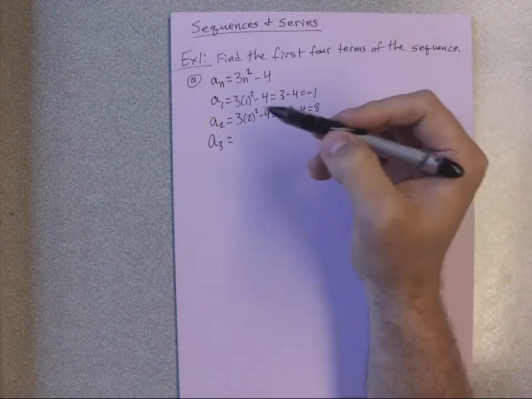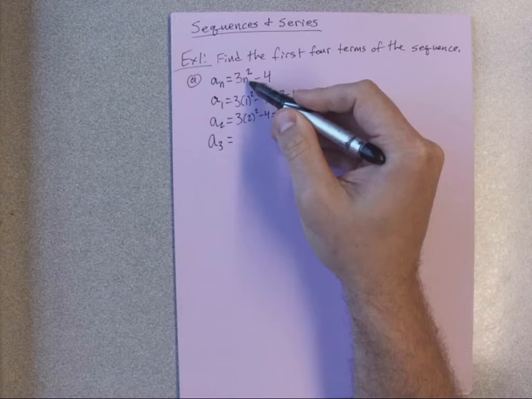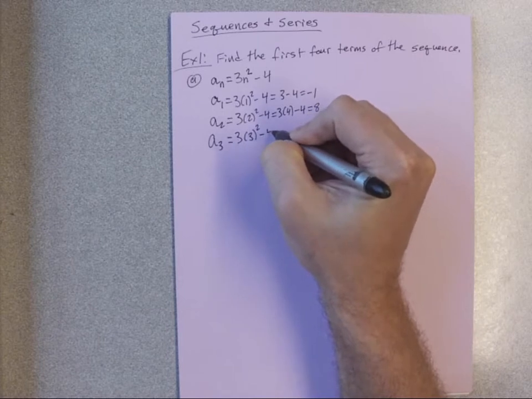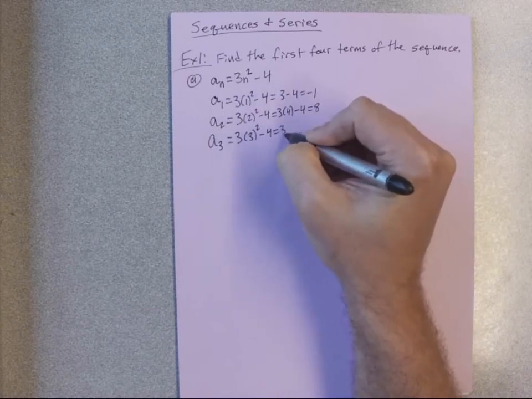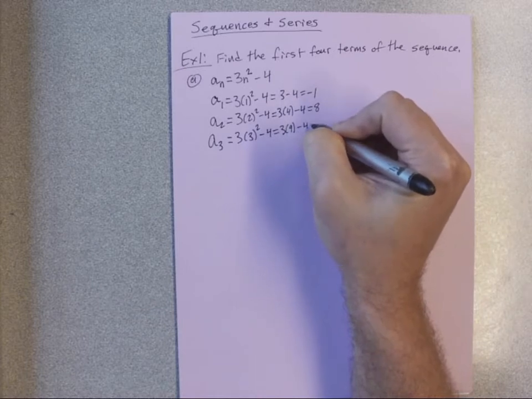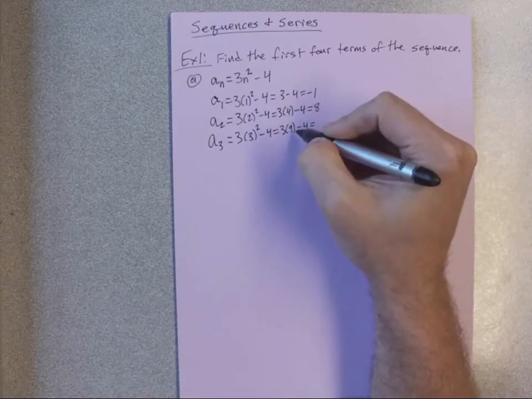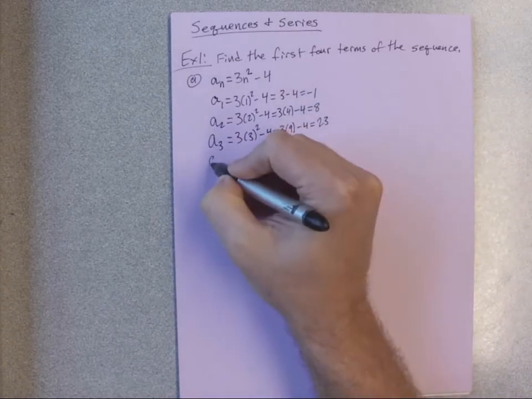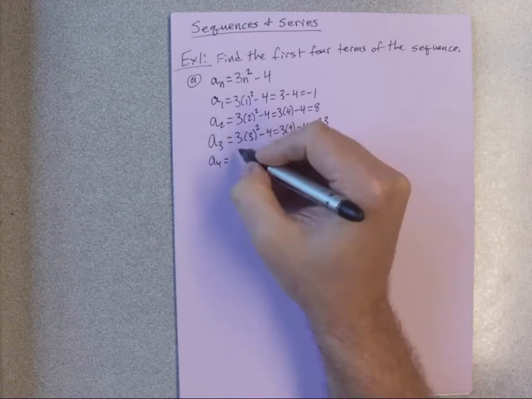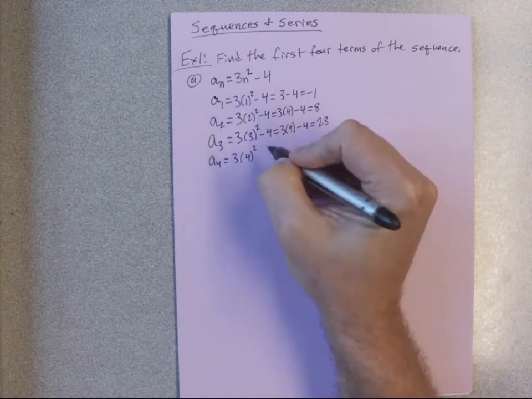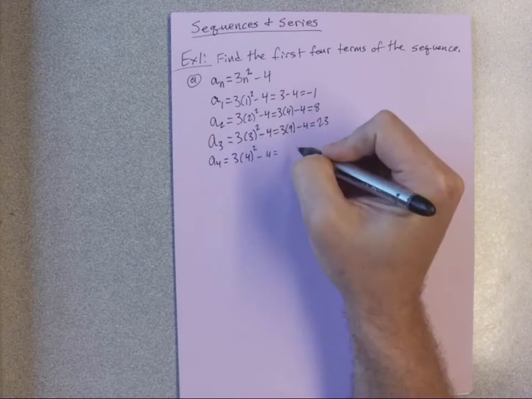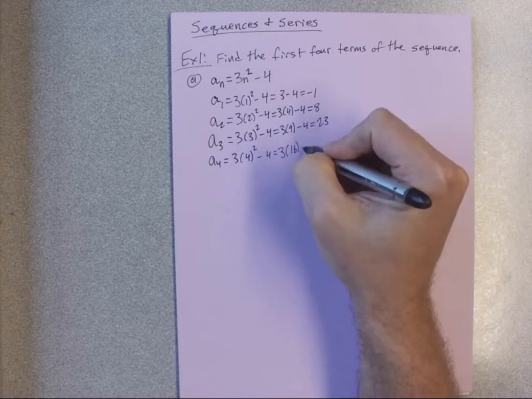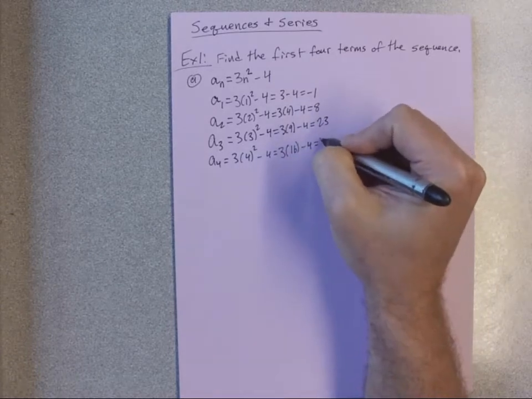What this is saying is that we take 3 and we plug it into here everywhere there's an n. So we get 3 times 3 squared minus 4. That's equal to 3 times 9 minus 4. 3 times 9 is 27. 27 minus 4 is 23. And then the last one, A4, go ahead and give this one a try. 3 times 4 squared minus 4 is equal to 3 times 4 squared, which is 16, minus 4. And that's equal to 44.